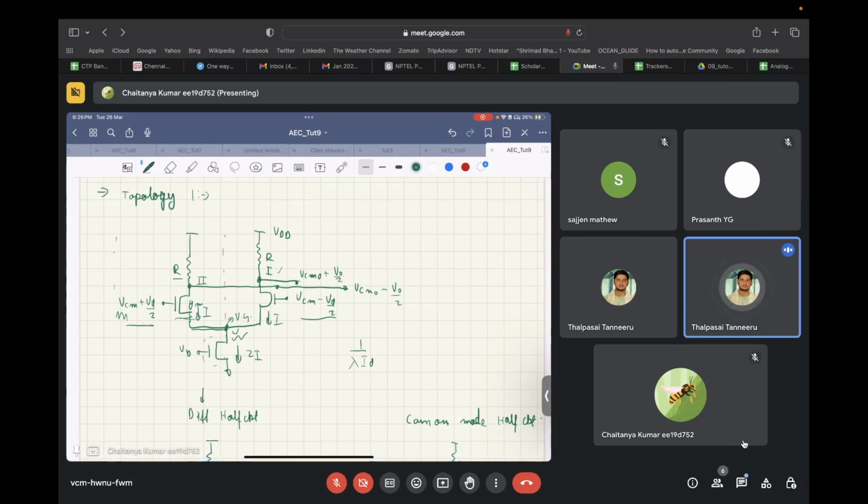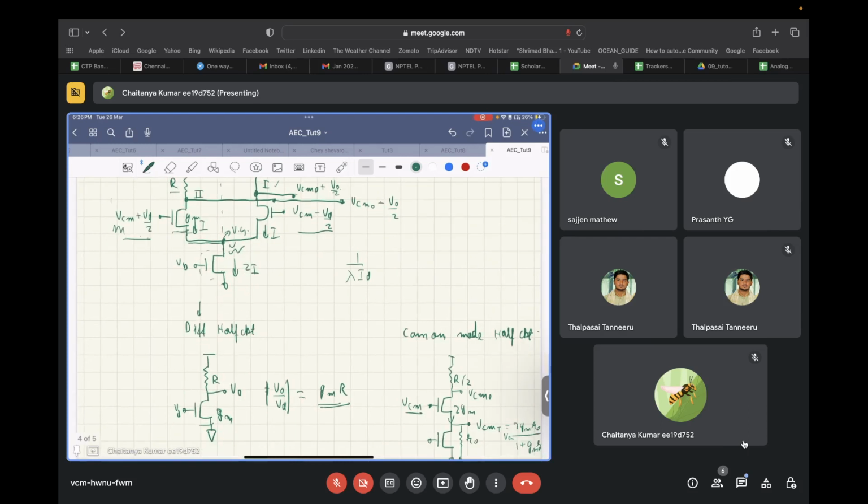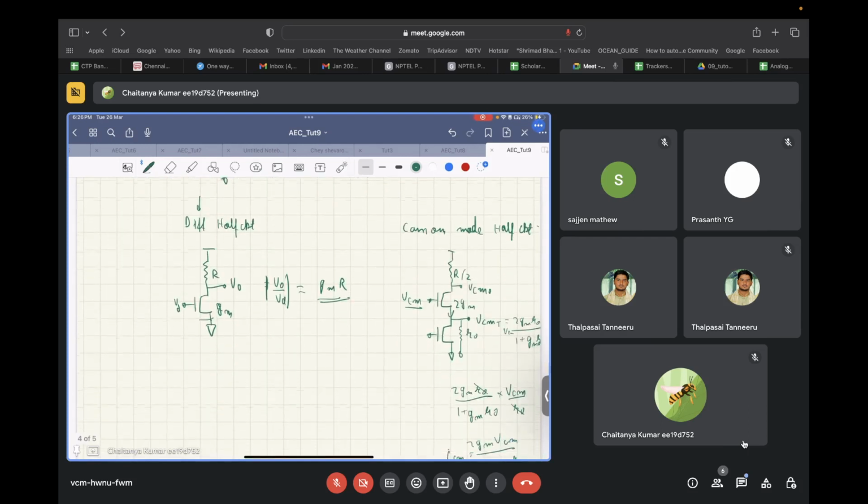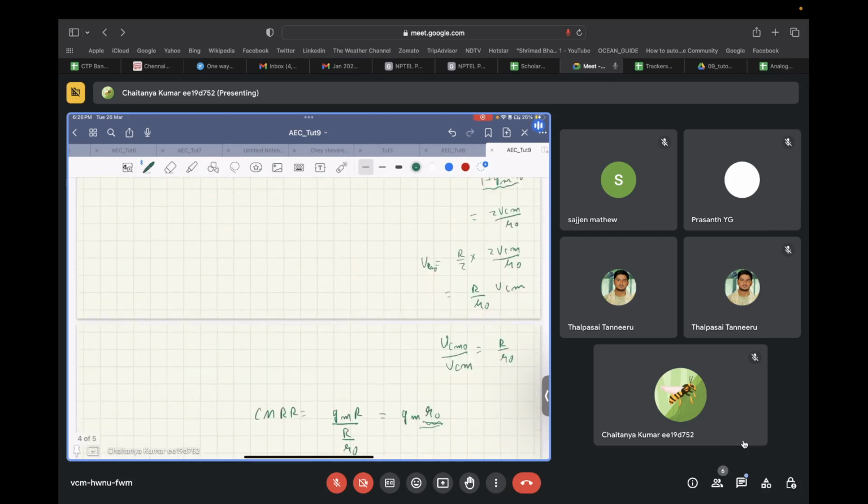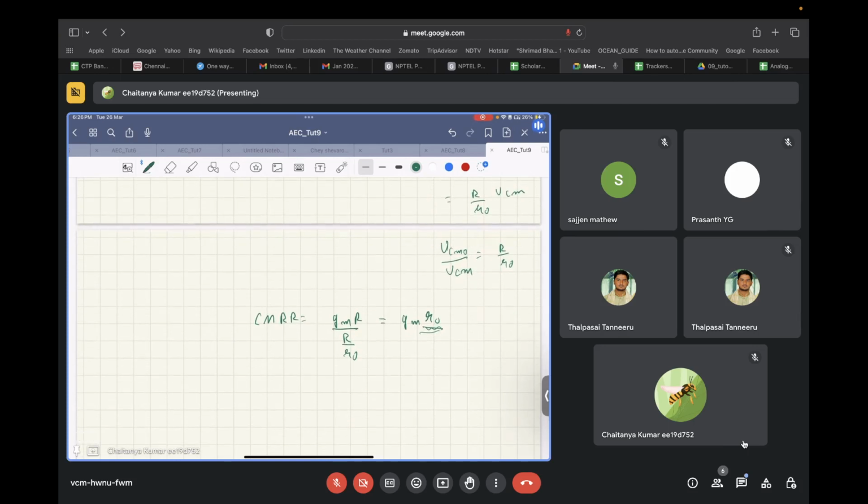As far as cascode is concerned, cascode is not possible because that will take a huge amount of headroom in this thing. Because already you have a three element stack, and putting one more thing won't make too much sense. Okay, so we see that we can get so much CMRR from this.